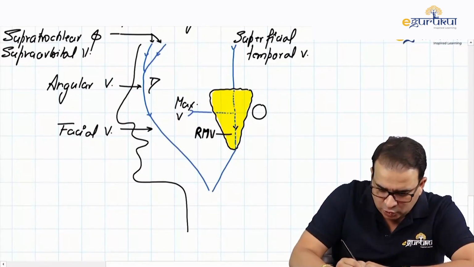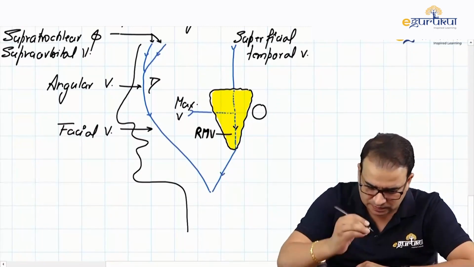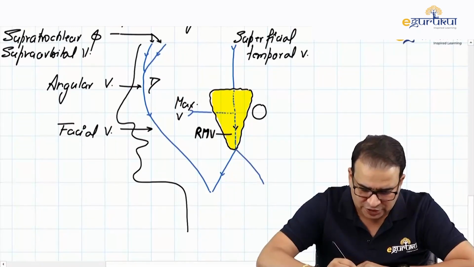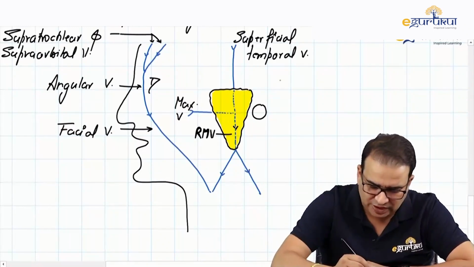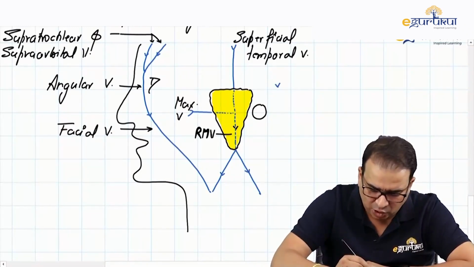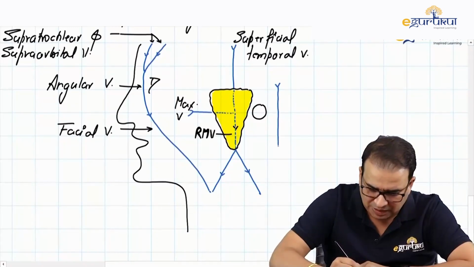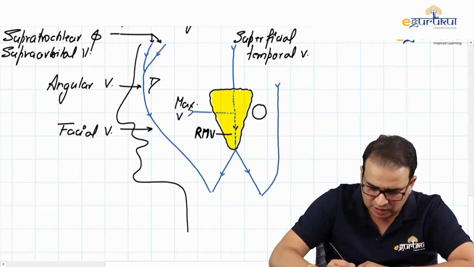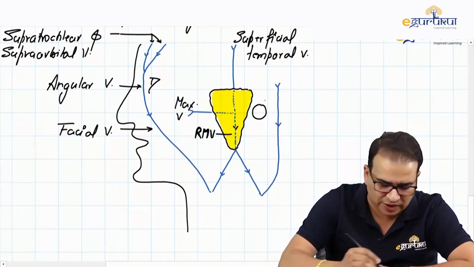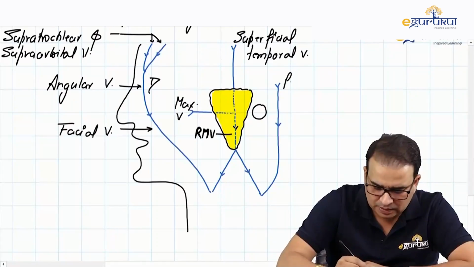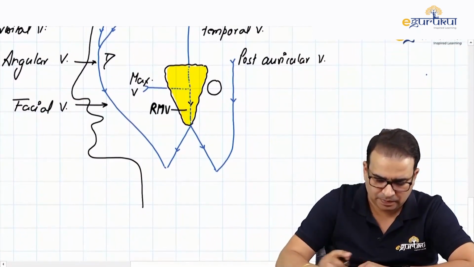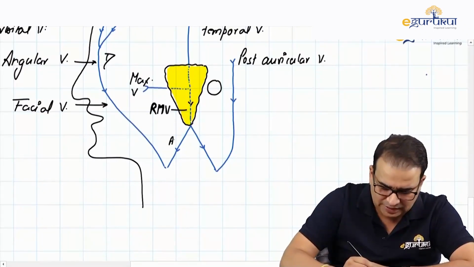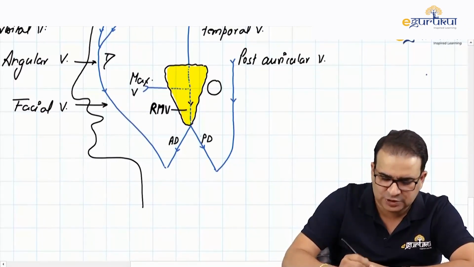The anterior division goes and joins with the facial vein, and the posterior division, now look at this, will join with the vein coming from behind the auricle. Now we all know the artery behind the auricle is the posterior auricular artery. So obviously the vein will be the posterior auricular vein. So this here is the posterior auricular vein.